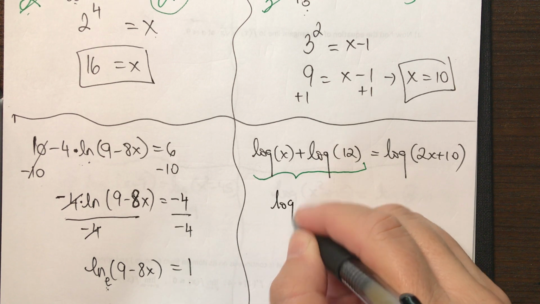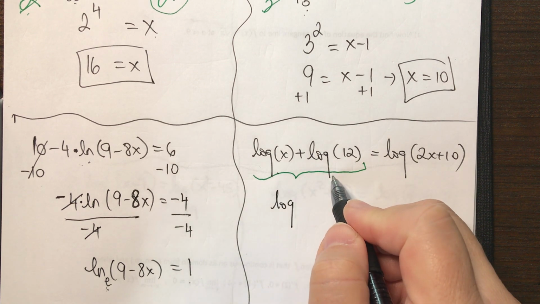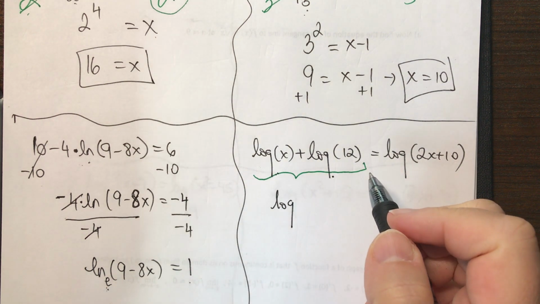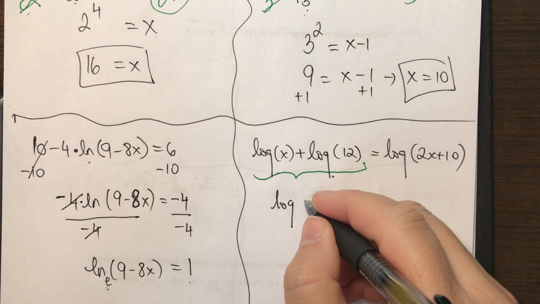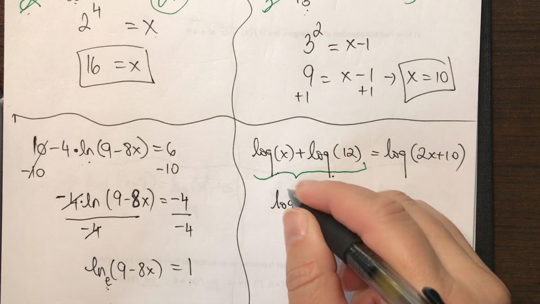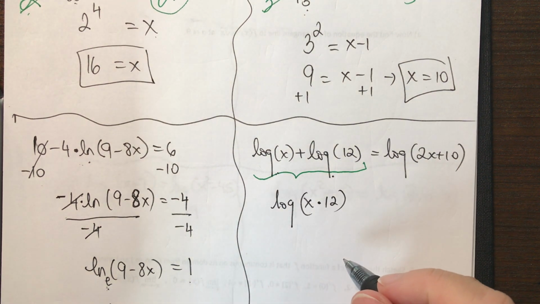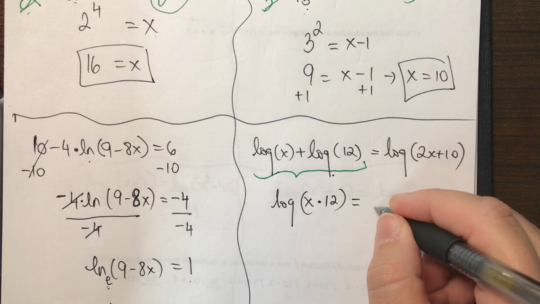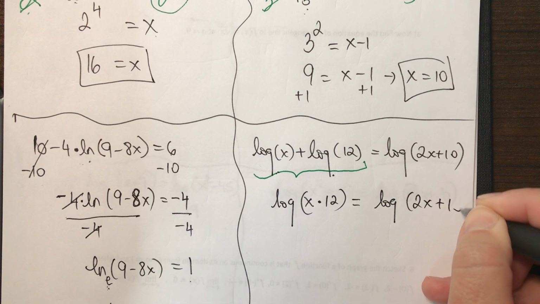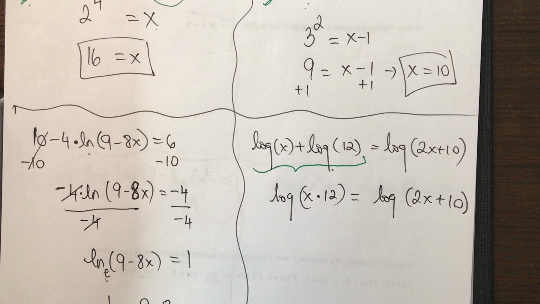A log plus another log, as long as the bases are the same, which, by the way, again, these are common logs. You don't see a base written. That means it's 10. The log of x times 12. Remember, you get to combine the insides by multiplying them, is equal to a common log of 2x plus 10. Now, what can we do with this?